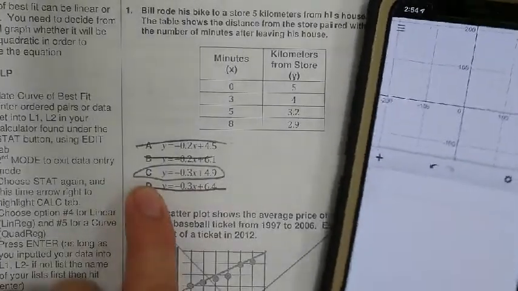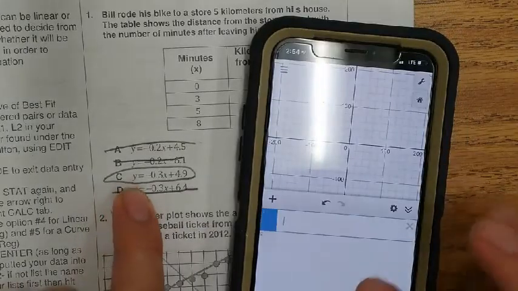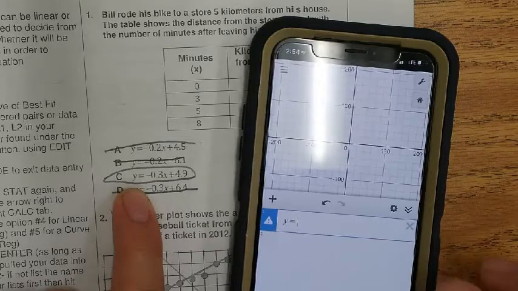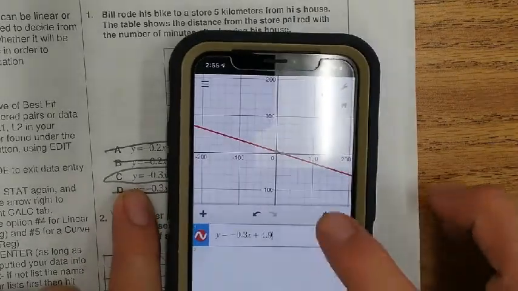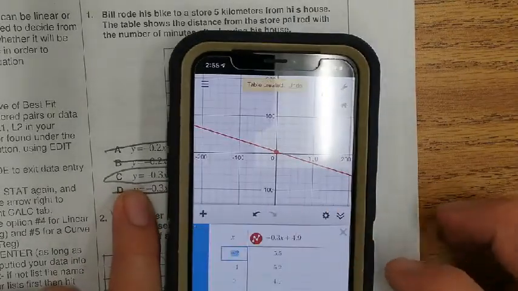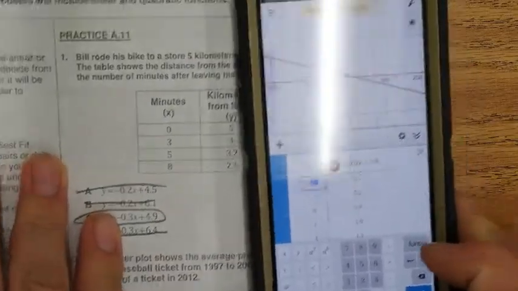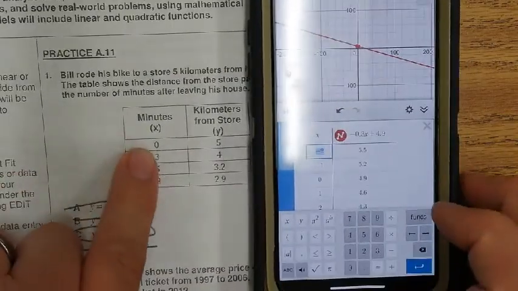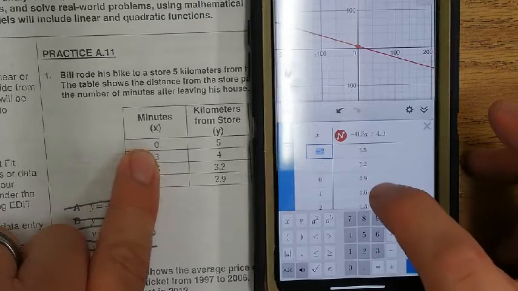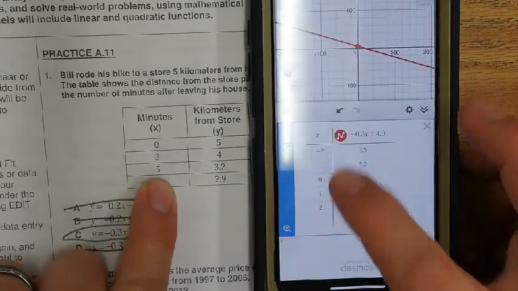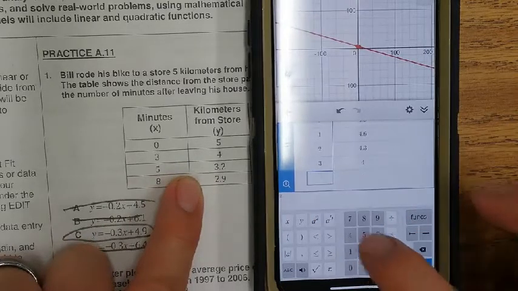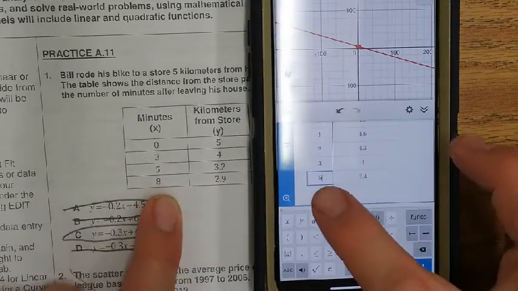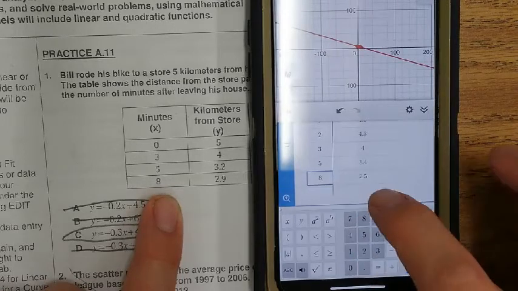What I would do on this one, I'll just show you the correct answer. Just type in exactly the equation that you see, and then remember, you come up here, press the gear button, and do table. Once you do the table, you should see 0, we have 4.9, 3 is 4, 5 is 3.4, and 8 is 2.5.